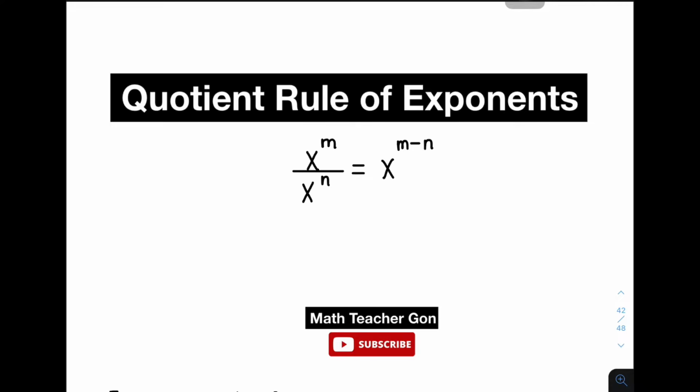In our today's video, we will talk about the quotient rule of exponents. This one is part of our series about the laws of exponents. So without further ado, let's do this topic.